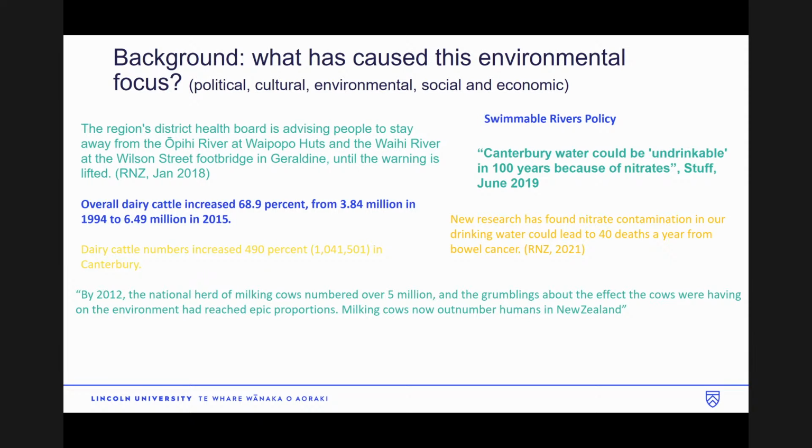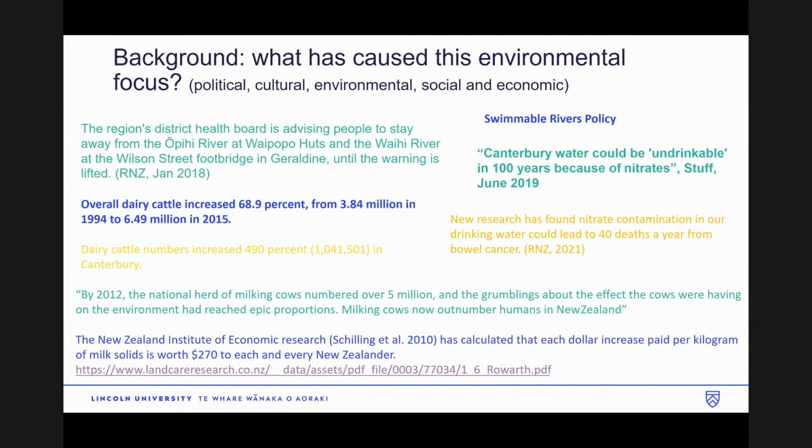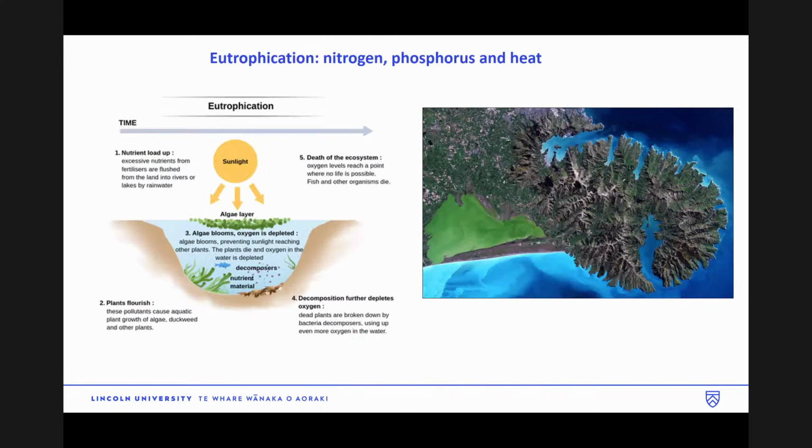So we've done a bit of research around it, and I hope I can go through some of the research and the science to explain how this issue is unfolding. So let's go into it. Why is it such a problem? Bit of a summary. What we're really concerned about is eutrophication.